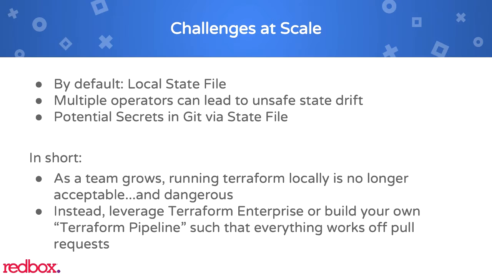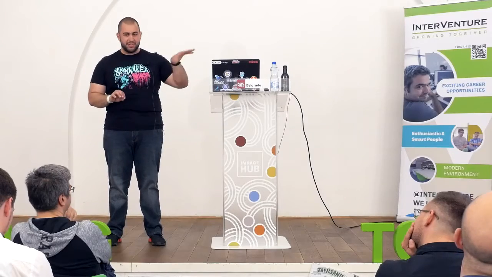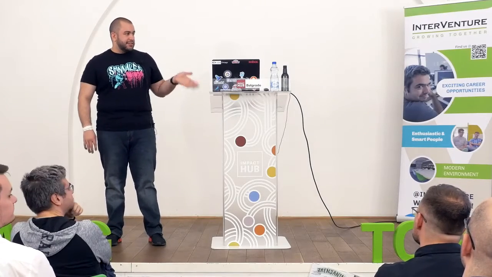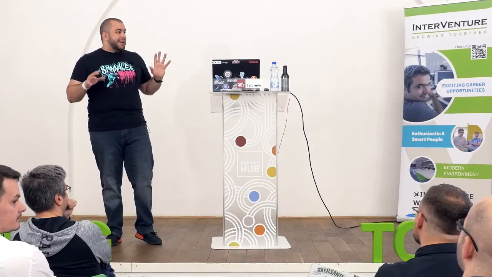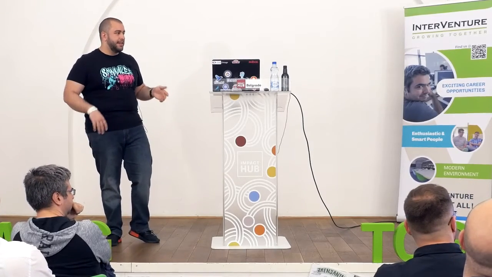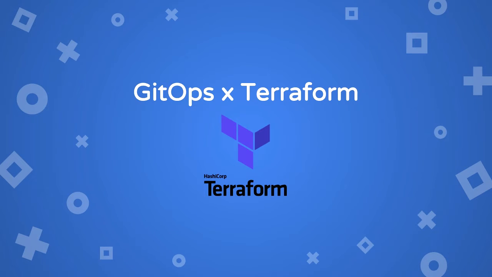And then ultimately, the last one is that Git can have secret files. When you start doing this, you could store secrets into that file, and it's probably not best practice. So as your team grows, it can get really dangerous and scary. So instead, look at things like Terraform Enterprise or build your own Terraform pipeline. So how does GitOps look in the practice of using Terraform in your day-to-day?